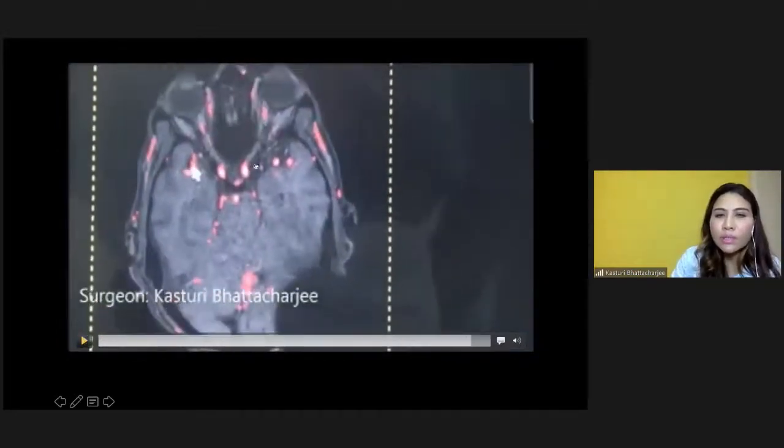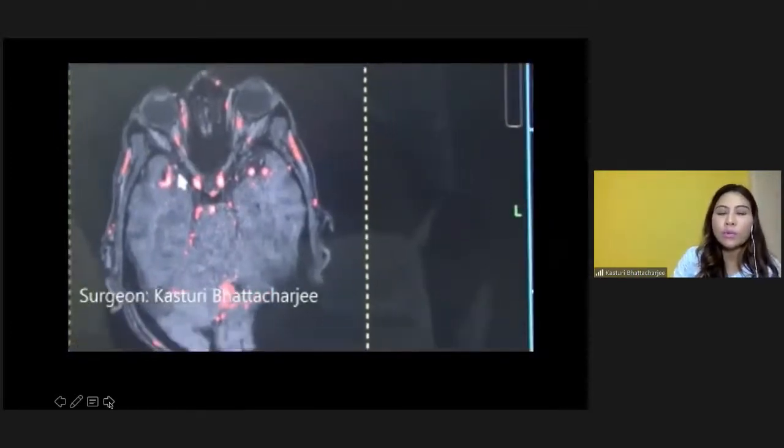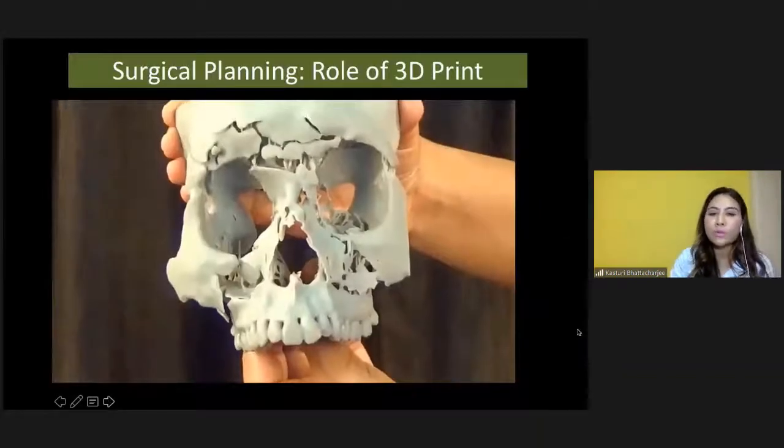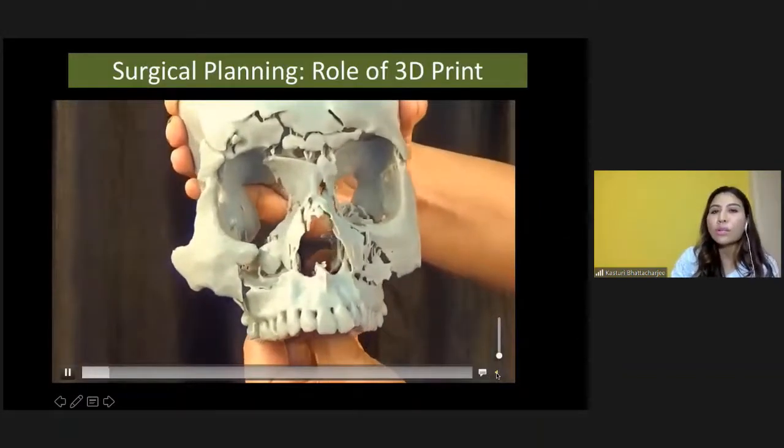If you look very carefully, this is my ophthalmic artery, and you can see how the ophthalmic artery is trying to go from the medial to the lateral side of the orbit. So every structure should be well visualized, well understood and read before you take up the surgery. And this is also needed when you do surgical planning.